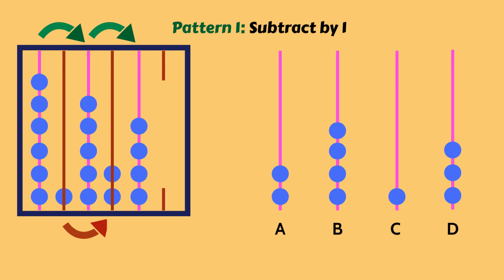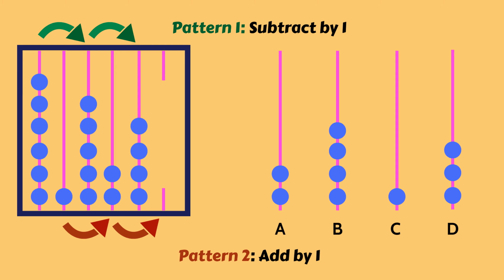The rods 2 and 4 are having 1 and 2 beads respectively and follow the add by 1 rule. Let's consider this as pattern 2. As the missing rod is in position 6, it should follow the even number pattern, which is pattern 2, the add by 1 rule. As the 4th rod is having 2 beads, the 6th rod should have 2 plus 1, 3 beads. Hence, the answer should be option D.